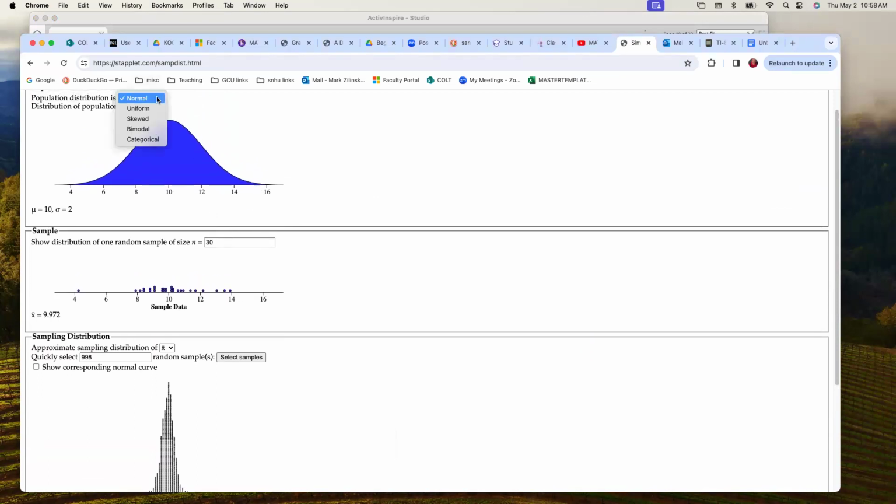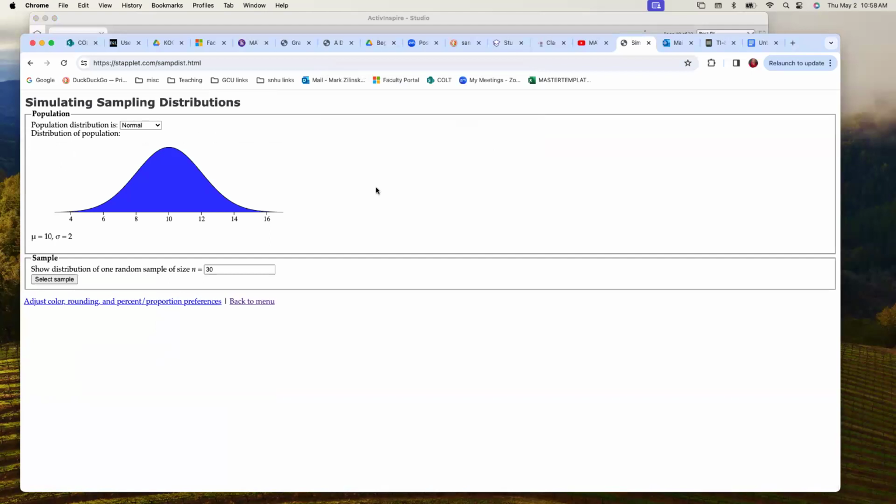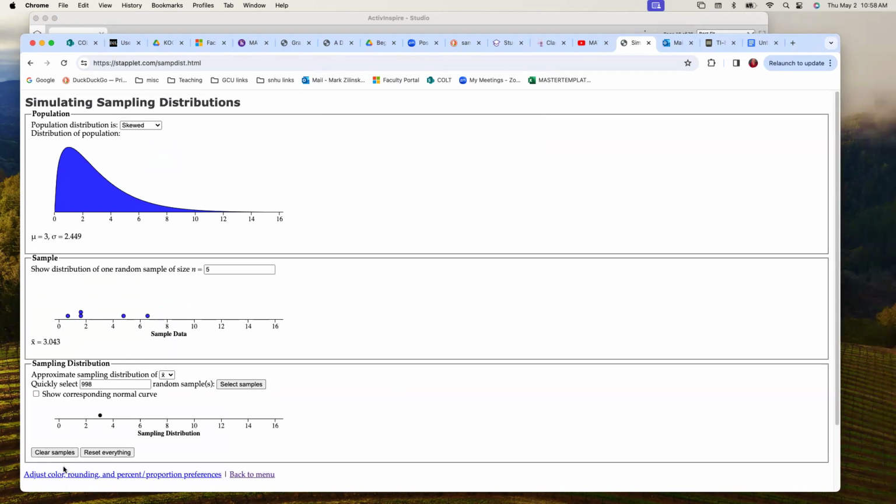Let me go ahead here and reset everything. Now let's take something that's a skewed population. That's definitely not normal. It's pretty strongly skewed. So let's say I take small samples here, and then I get another 998 of those, so I'll just put in 1,000 here.